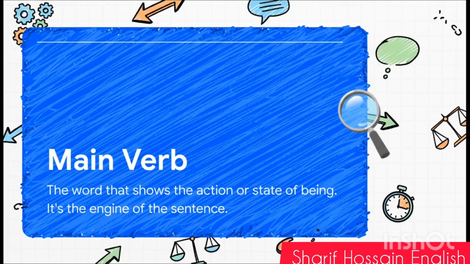Okay, so think of it like this. Every sentence has an engine, right? Well, that engine is the main verb. It's the one word that tells you what's actually happening. It could be an action, like jump or think, or it could be a state of being, like is or seems. This idea is our starting point for everything else.